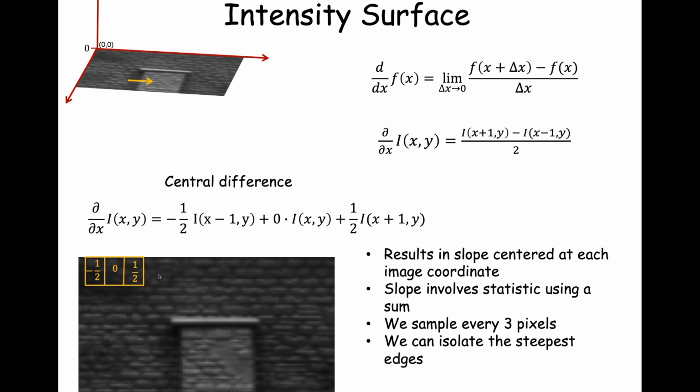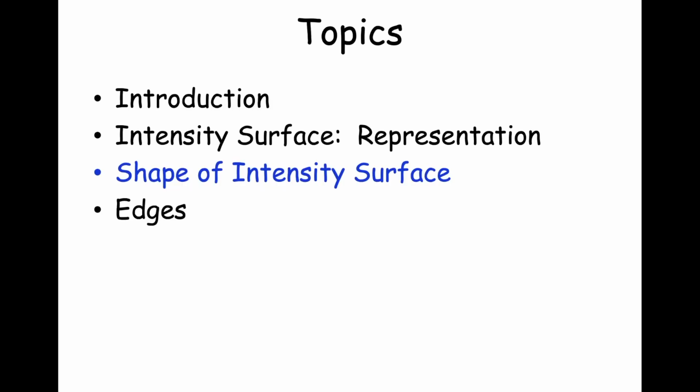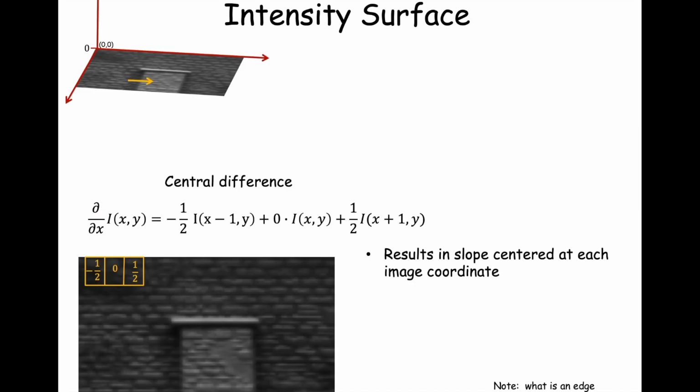Okay, so you can then isolate the steepest ones computationally by saying, take the top 5% steepest slopes from this convolution operator resulting from doing the convolution over the entire image. Okay, so let's now take this basic measurement of the shape of the intensity surface, and let's finish out our conversation by talking about edges.